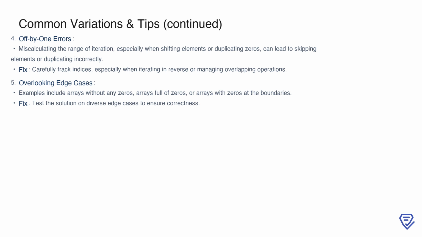Additionally, overlooking edge cases can result in incomplete solutions. For example, consider arrays without any zeros, arrays full of zeros, or arrays where zeros occur at the boundaries. Each of these scenarios presents a unique challenge, so it's crucial to test your solution on a variety of inputs to ensure it handles all edge cases correctly.